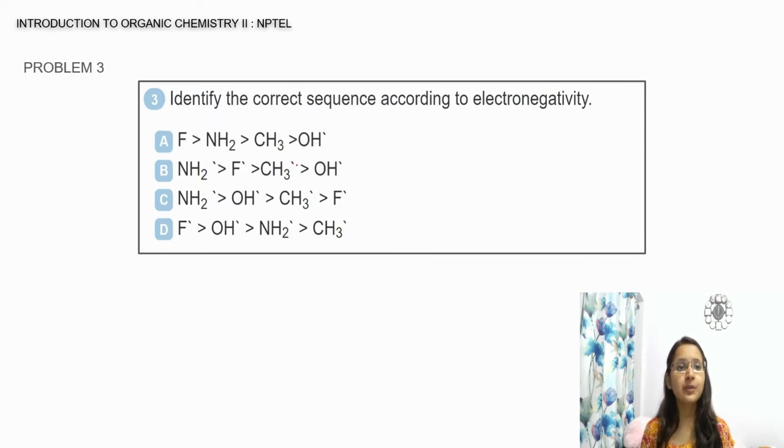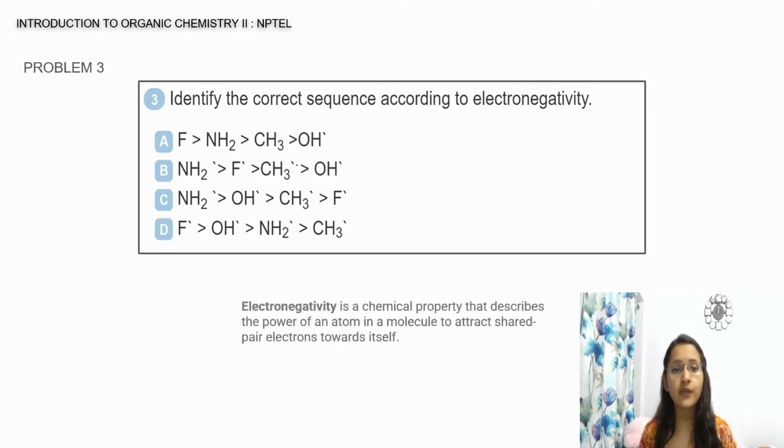Now coming to problem 3. In this case, you have to identify the correct sequence according to the electronegativity. So, as we all have learned, what is electronegativity? Electronegativity is nothing but the capability of an atom in a molecule to attract the shared pair of electrons towards itself. So it is attracting the electrons towards itself.